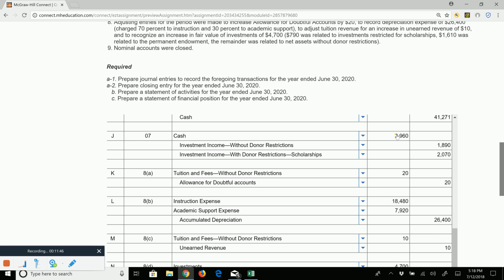2,070. We're going to debit cash because that's what we're receiving. We're going to credit investment income with donor restrictions, and that means the remainder is without donor restrictions.